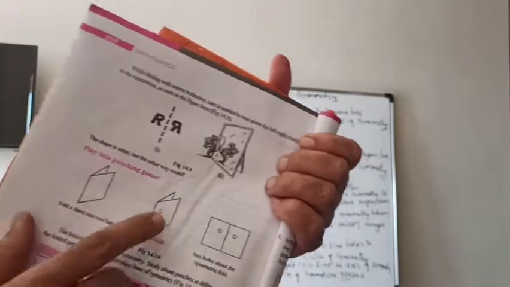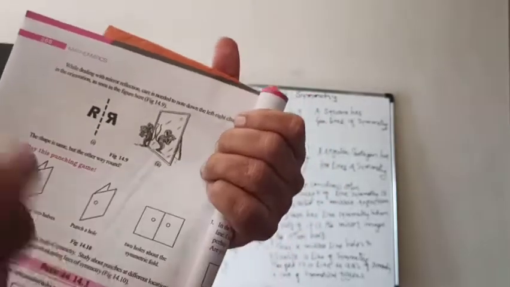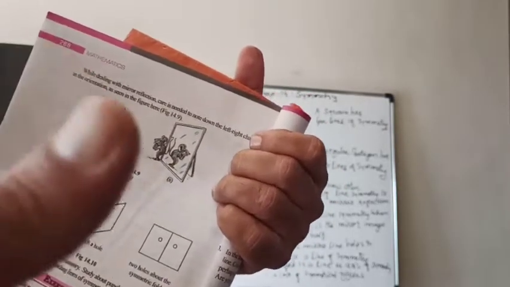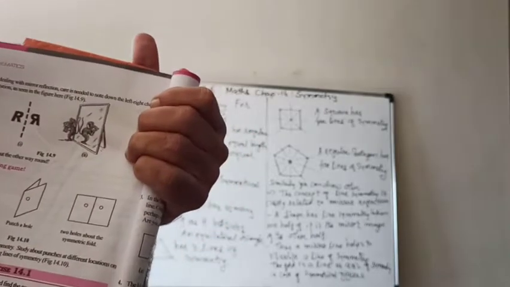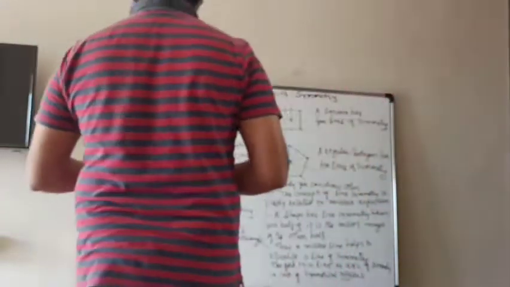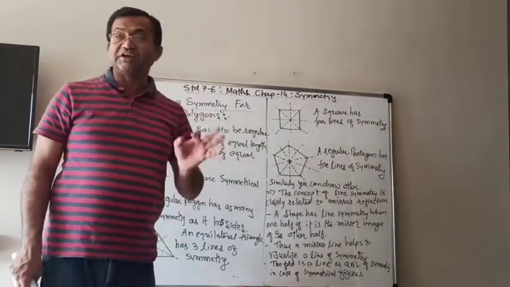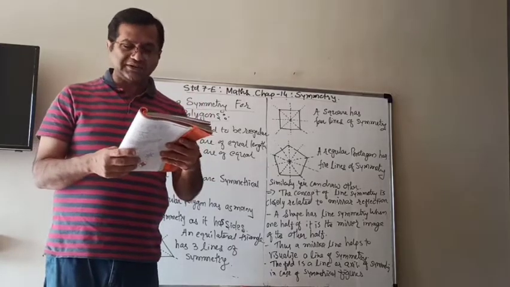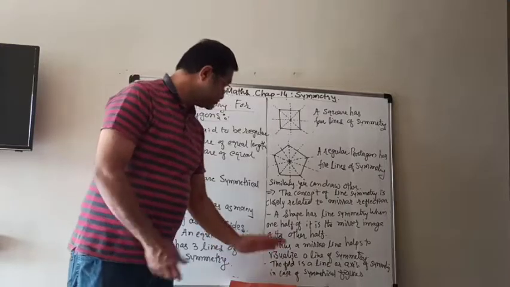Now you can have the punching game also, which you can do yourself. You fold the paper and with the use of a punching machine, you make a punch. Then if you open the paper, the punch will be at the same distance from that line of symmetry. So that is also very easy to understand. So it is also known as line of symmetry or axis of symmetry, and thus we can understand these situations.